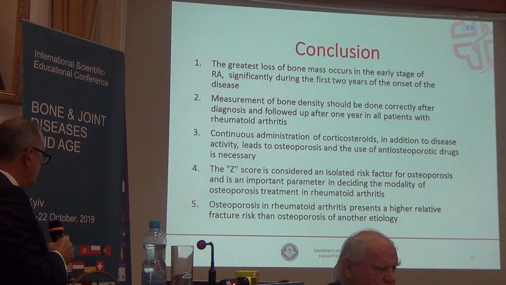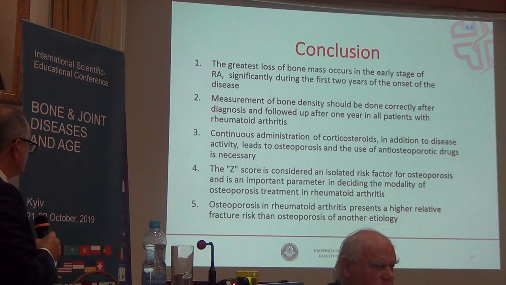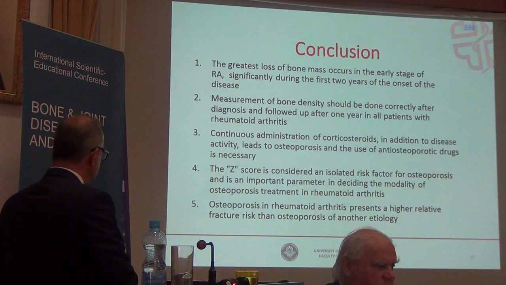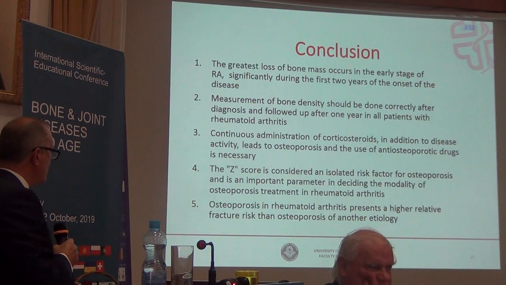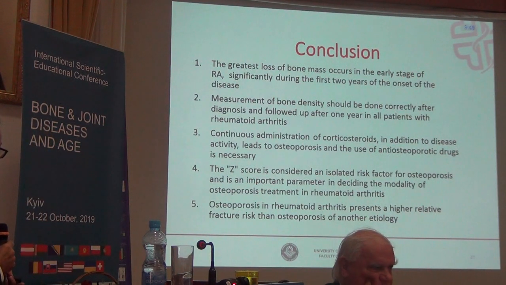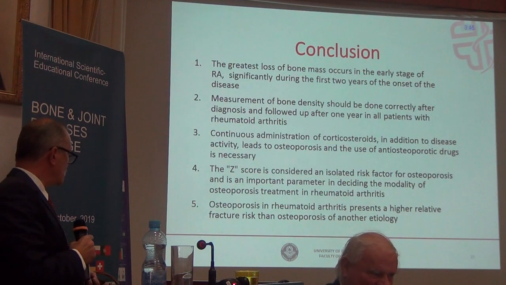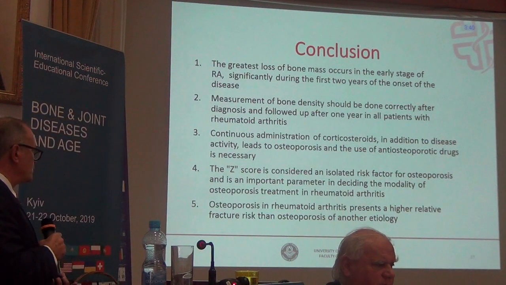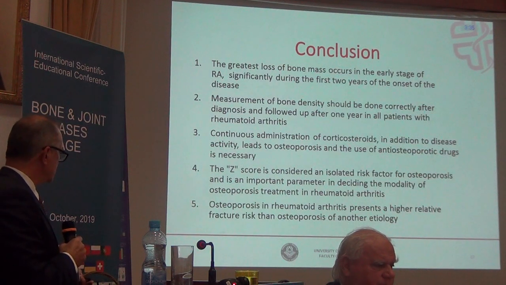Conclusion: the great loss of bone mass occurs in the early stage of rheumatoid arthritis, significantly during the first 2 years of onset of disease. Measurement of bone density should be done correctly after diagnosis and followed up after 1 year in all patients with rheumatoid arthritis. Continuous administration of corticosteroids in addition to disease activity leads to osteoporosis. The use of anti-osteoporotic drugs is necessary.